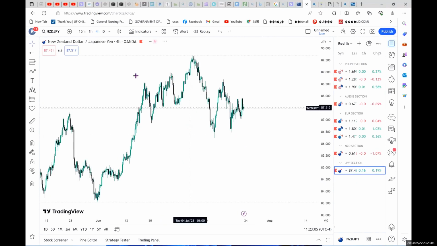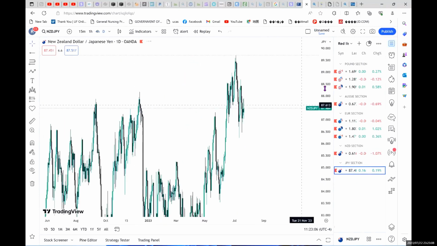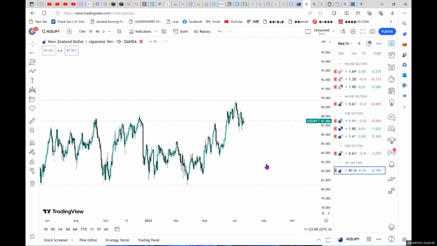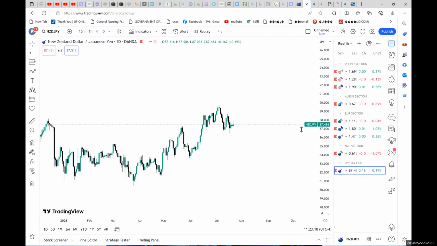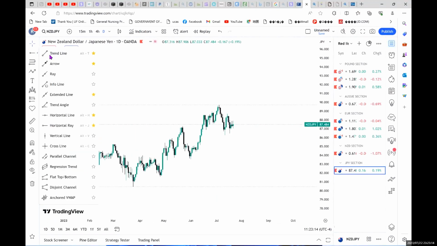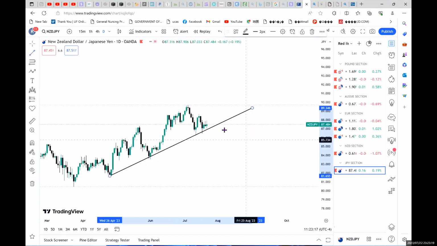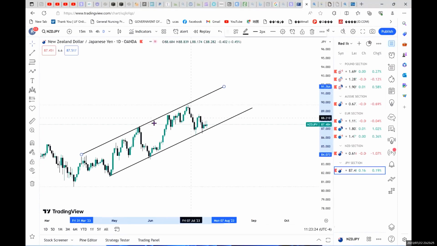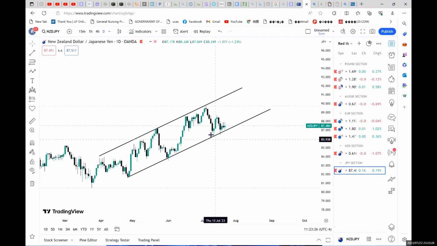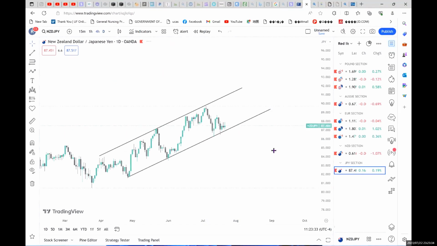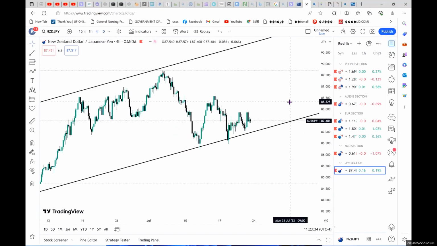To NZDJPY. Let's check the daily. You see price is sort of bullish, still bullish on NZDJPY. Okay, price is in an uptrend on NZDJPY. Okay, and we came down on our trend line and price is just playing around here a bit. So let's check the H4 to get more information.